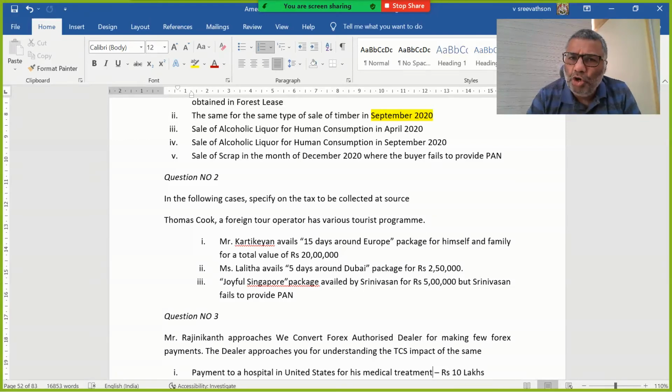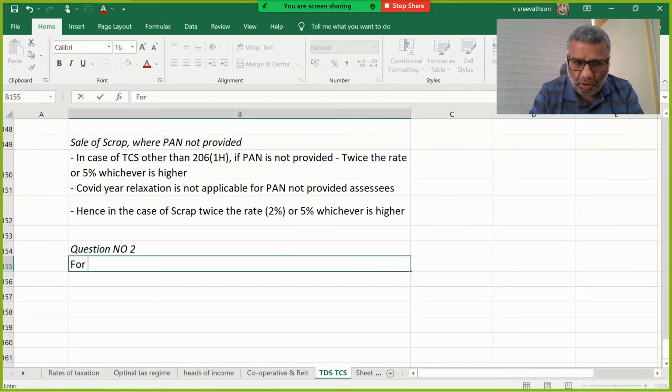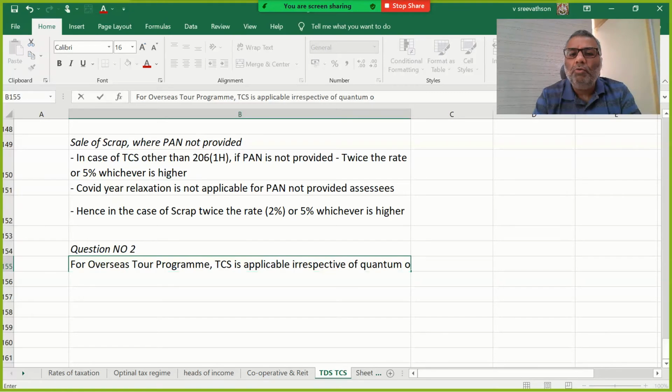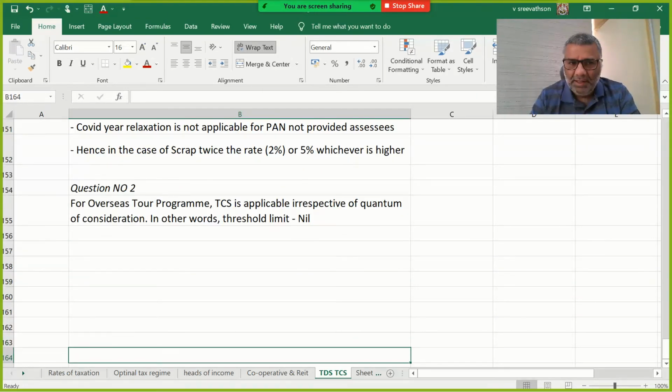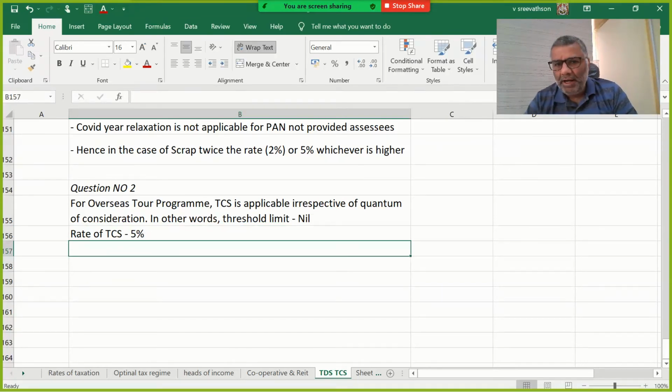First thing with regard to overseas tour operators: the threshold limit is 0. Please understand that for overseas tour operators, the threshold limit is 0. For an overseas tour program, TCS is applicable irrespective of the quantum of consideration. In other words, threshold limit nil. Please remember this. Rate of TCS is 5%.